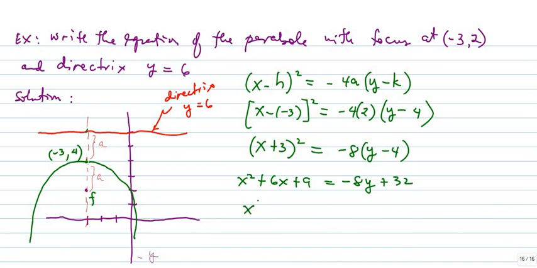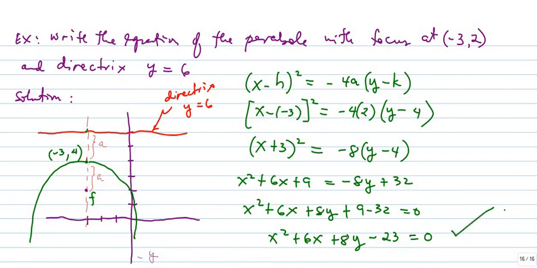So we will combine this equation: x squared plus 6x, and then negative 8y to the other side becomes positive 8y. And then 32 on the other side, so we have 9 minus 32. So you have here x squared plus 6x plus 8y, 9 minus 32, that is minus 23, equals 0. So this will be the equation of the parabola.